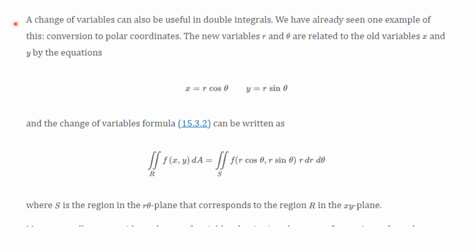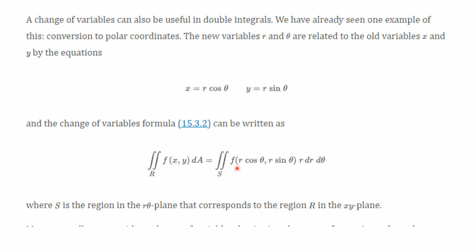Also, we saw a change of variables could be useful in double integrals. One example of that was when we converted to polar coordinates. We said that x was r cosine theta and y was r sine theta. And so the change of variables that we learned was this one. The double integral over the region R of f of x, y dA was equal to the double integral over S. Now S was the region in the r theta plane that corresponded to the region R in the xy plane.